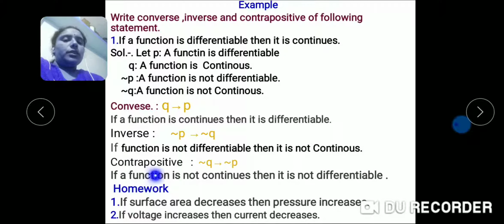Next, contrapositive statement is negation of Q implies negation of P. If a function is not continuous, then it is not differentiable. In this way you have to write the converse, inverse and contrapositive of the given statement.